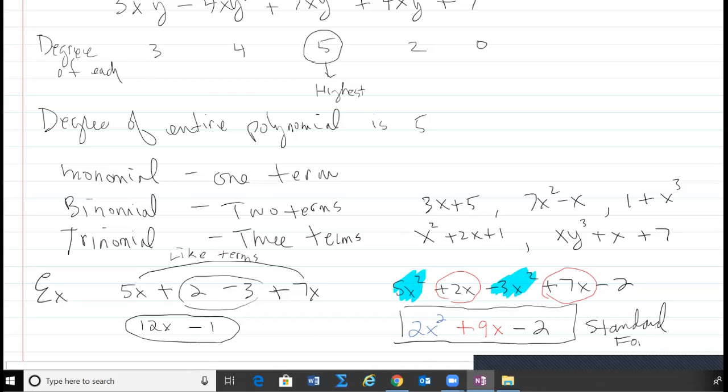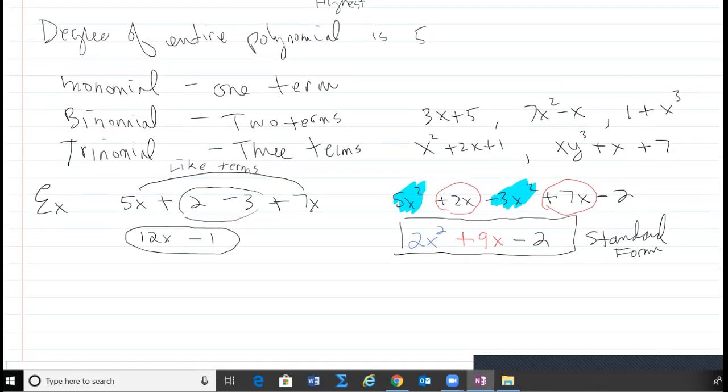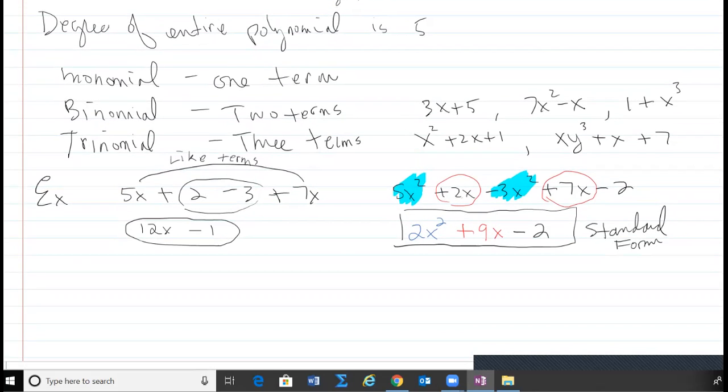Okay, standard form is when you start and order your exponents from highest to lowest. We would say descending order, okay, for those powers, descending powers, right? So that's how we combine like terms. Now, it's not going to be any different if you have polynomials to add together.